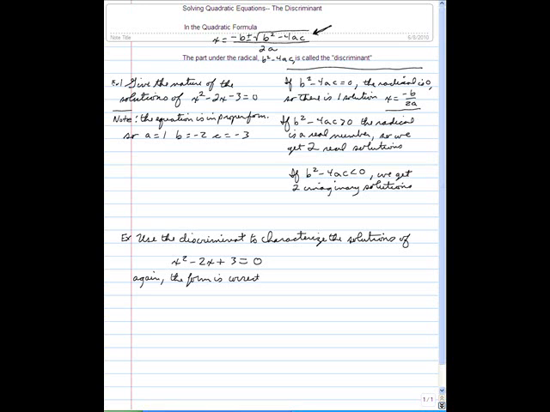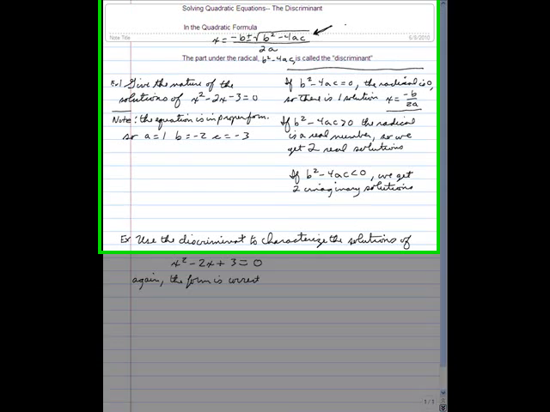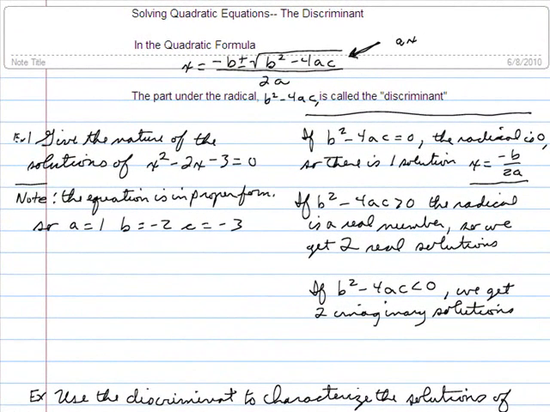Okay, let's see how this works in practice. Suppose I give you a problem that says, tell me the nature of the solutions for x squared minus 2x minus 3 equals 0. Before we perform this discriminant test, we've got to make sure we're in the right form for the quadratic formula, which solves equations of the form ax squared plus bx plus c equals 0. This is in that form, so I can easily determine my a, b, and c.